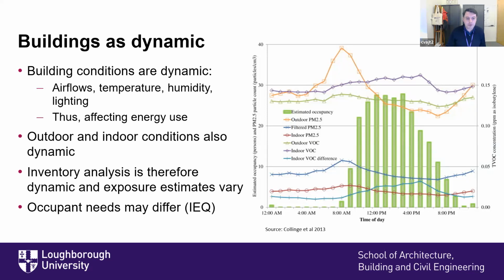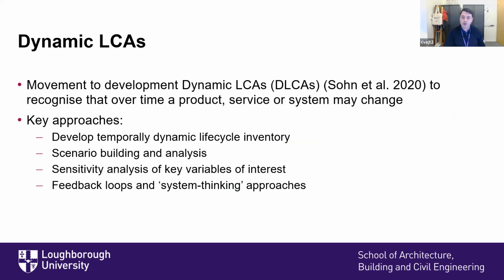So when we're starting to construct a life cycle assessment and going through that inventory analysis, starting to try and quantify the environmental impacts, we need to start to think about this dynamicness in the data and exposures and how we can start to estimate the variation in them. And also that occupant needs may differ either throughout the day, seasonally, or throughout the life cycle of that building. Or even individual occupants may have different requirements of the building. So different temperatures, which will obviously have different impacts if we're thinking about ventilation, heating. So there's a move to try and develop what are called dynamic life cycle assessments, which start to try and capture these system changes.